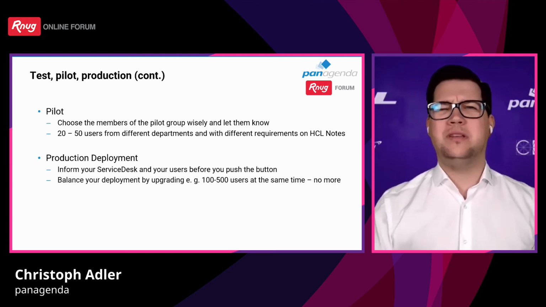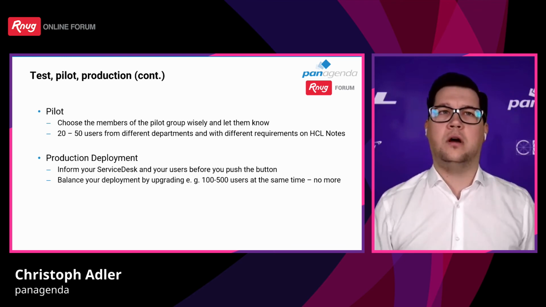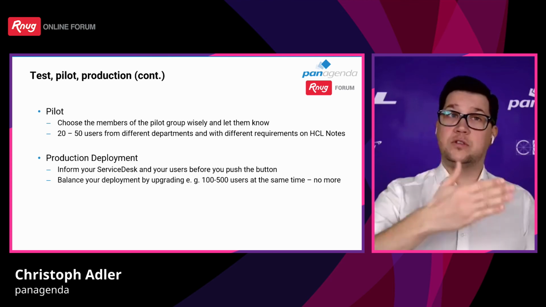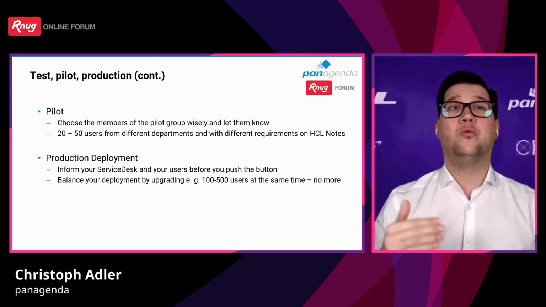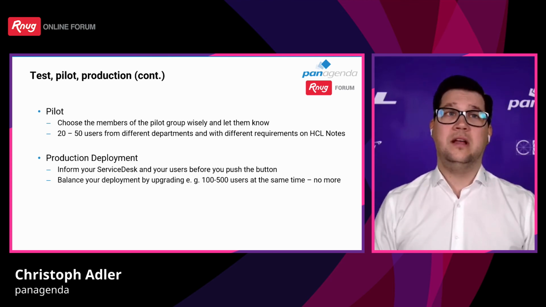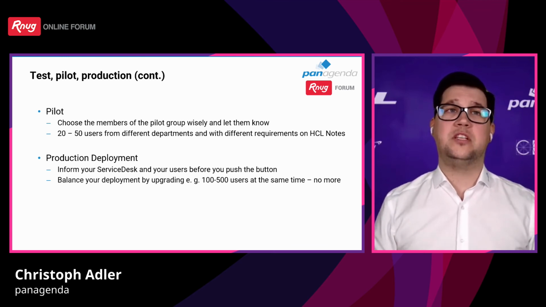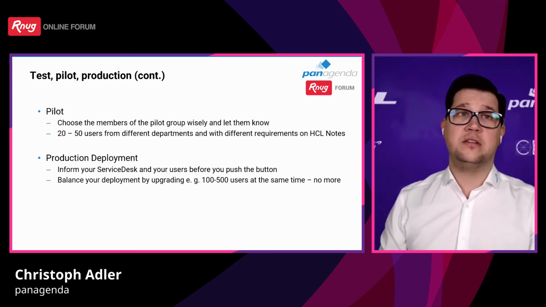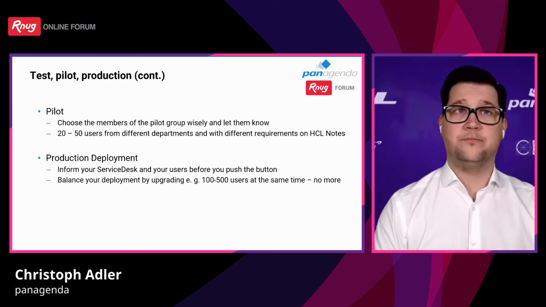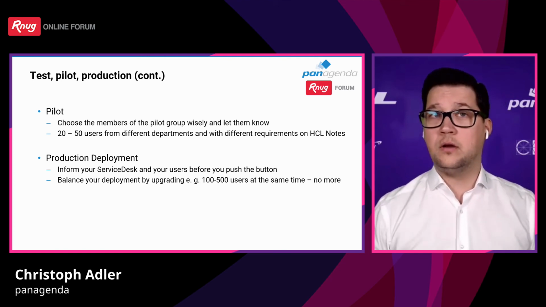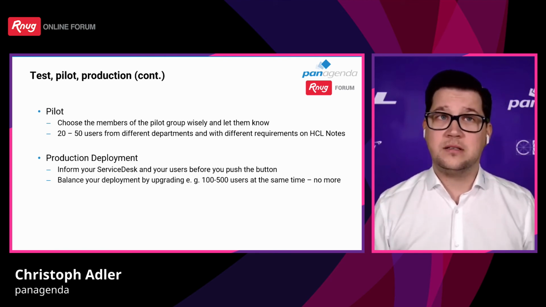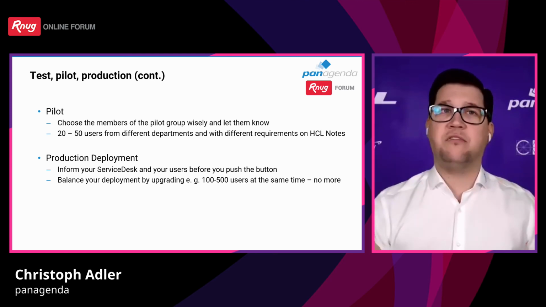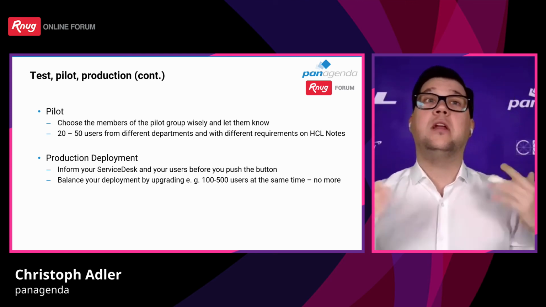This depends a bit on the size of the company, but something between 20 and 50 users should be enough. Users from different departments and with different requirements on HCL Notes, right? Because if something happens, you want that to happen during the pilot phase and not during the production rollout. So choose your group wisely, run the pilot, learn from the pilot. Maybe you have to adjust some stuff, just some final little tunings, and then you can go out in production.